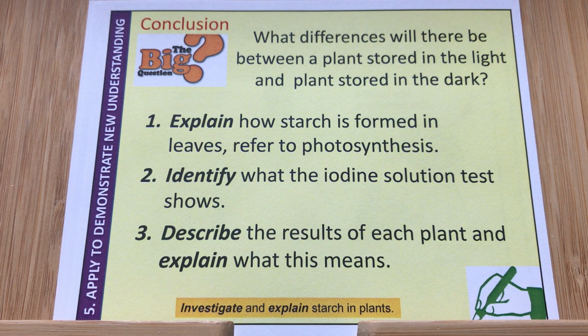And then describe the results of each plant and explain what this means. The plant in the light photosynthesized, produced glucose, converted some of that glucose to starch. When we tested it with iodine solution, we found that it went blue-black, which is a positive test for starch. The plant in the dark wasn't photosynthesizing because it wasn't absorbing any light. So it used some of that starch storage that it made earlier in the day, broke down that starch into glucose, and used it. So the iodine solution gives a negative test for starch because there's no starch present.